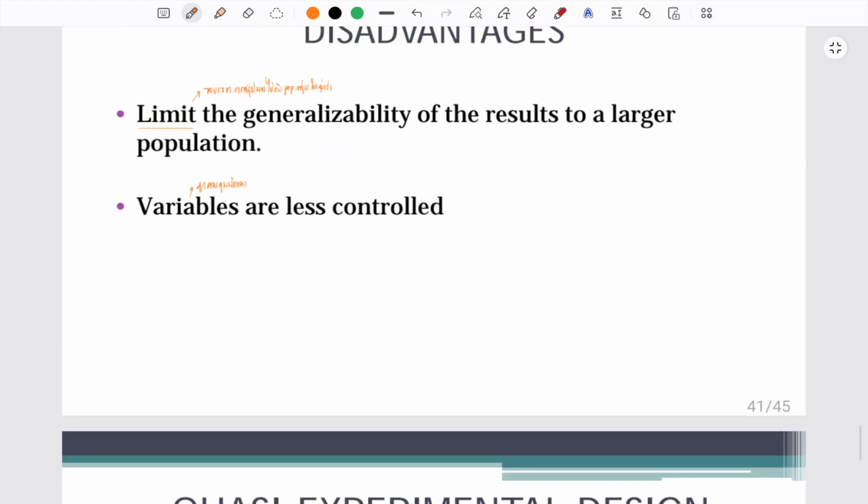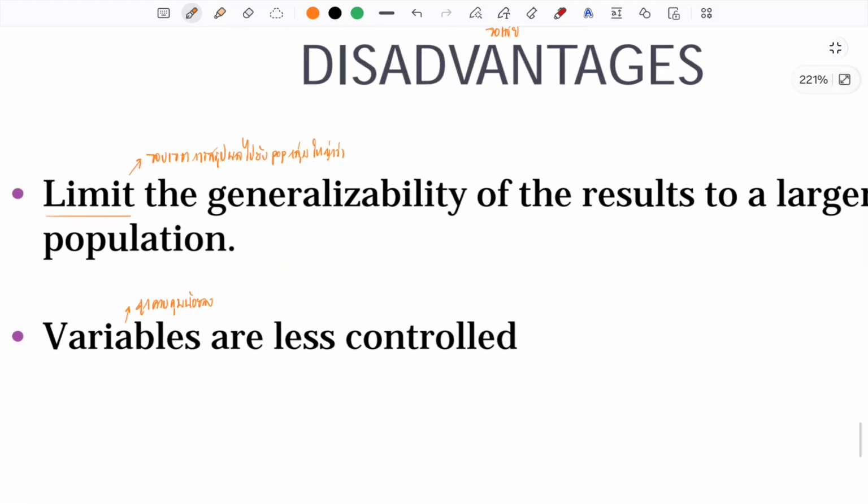For the disadvantages, because it lacks some control, it might not be able to generalize to other populations. And the variables of the quasi-experimental study are less controlled compared to the true experimental design.